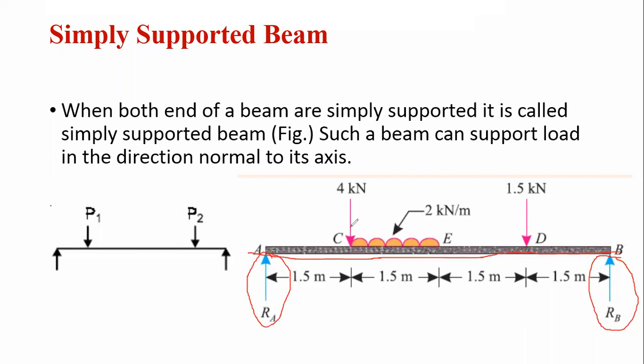And about the axis, it is making a normal component. That's why the direction of the support load is normal to the axis. Such kind of a beam is called a simply supported beam.